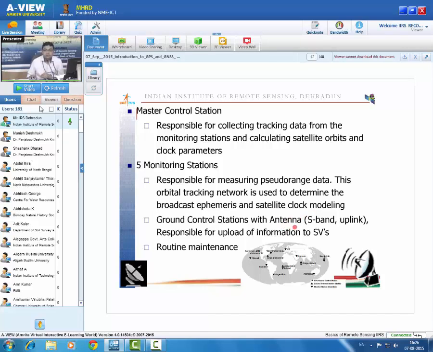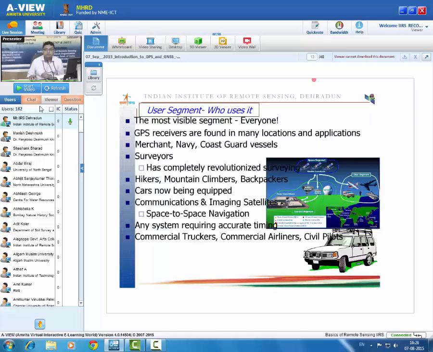These ground control stations also have antennas which can upload information to the satellite vehicles. These are S-band antennas and they are used for uplinking. So any updating that has to be done on the satellite, the ground station is used.